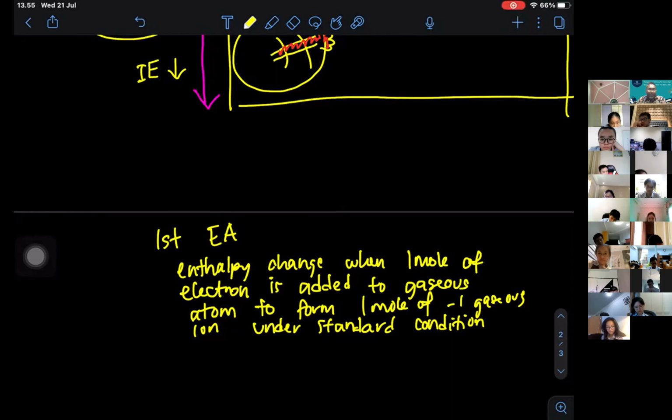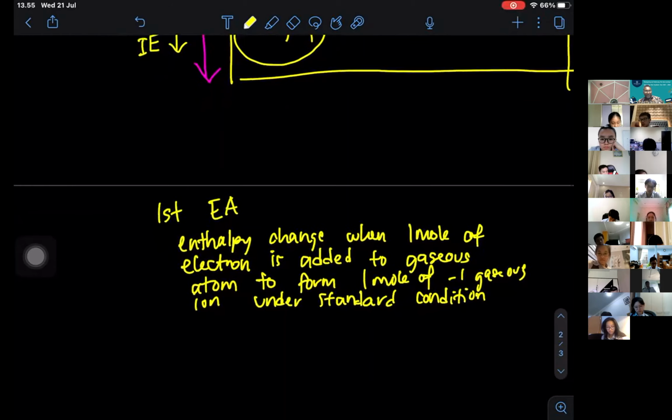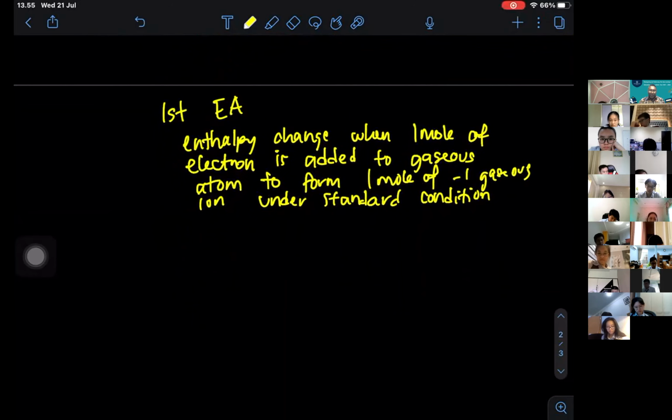So here, I want to write down, for example, equations. Let's say I'm going to use Cl. One mole of electrons is added to a gaseous atom. So gaseous atom, Cl gas, and you are going to get Cl minus gas. So this is going to be the first electron affinity for Cl.